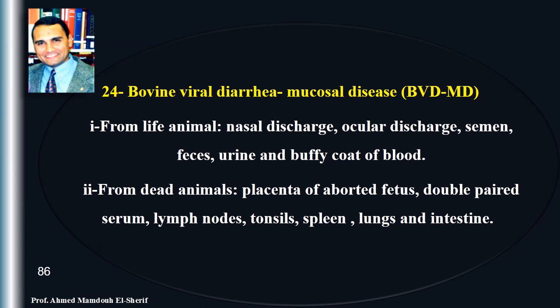Bovine viral diarrhea or mucosal disease, BVD-MD. The samples for suspected cases of this disease are, from live animals, nasal discharge, ocular discharge, semen, feces, urine, and buffy coat of blood. From dead animals, placenta of aborted fetus, double-paired serum, lymph nodes, tonsils, spleen, lungs, and intestine are the most suitable samples.